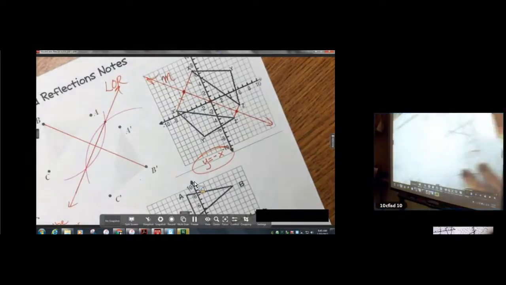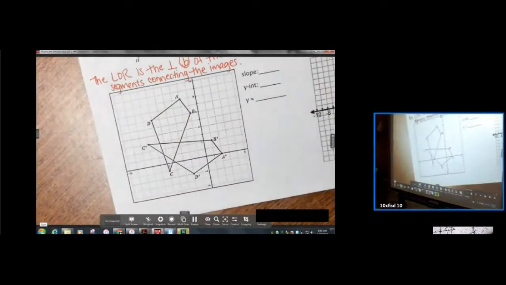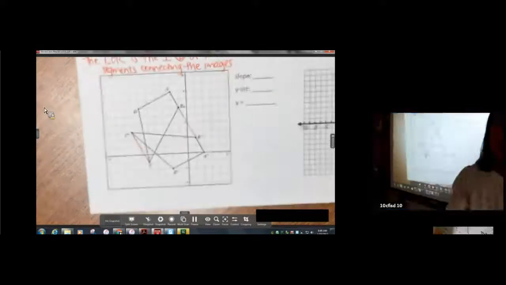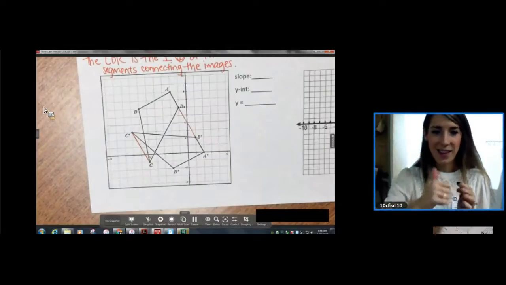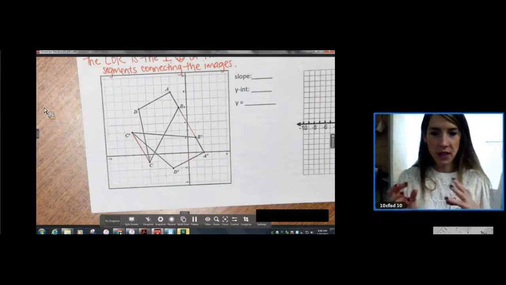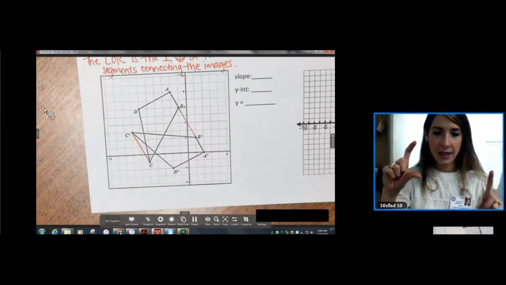Okay, I want you to go ahead and do the same thing on this one right here. Draw your line of reflection and write the equation. Go. So of course our first step is to connect the corresponding vertices. I try to choose the least complicated ones, the ones where I'm crossing over the least amount of lines to get to the other point. So I chose B and C.